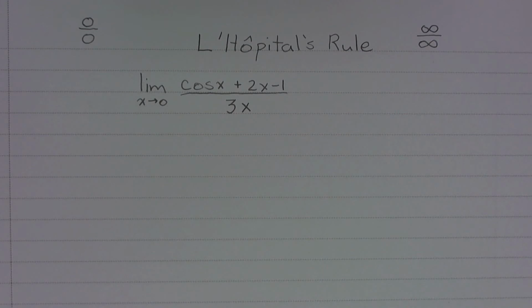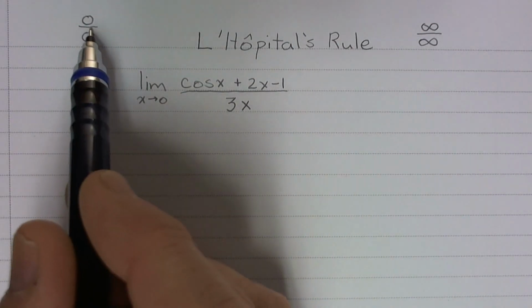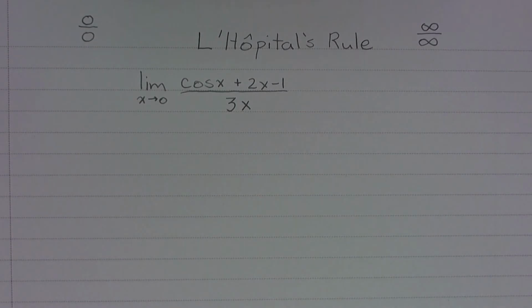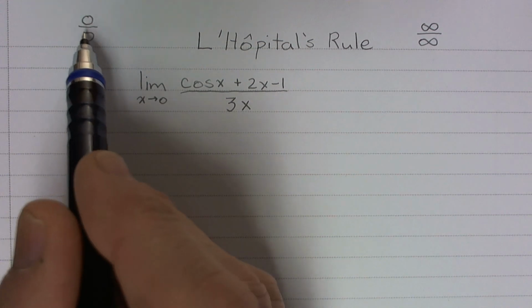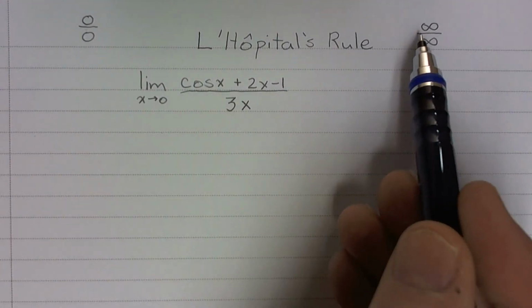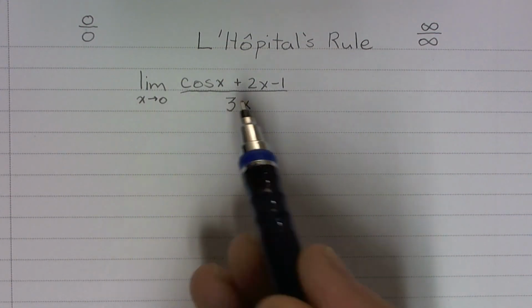So what I want to do now is look at a couple of examples of how to use L'Hopital's rule when we're dealing with an indeterminate case of 0 over 0 or infinity over infinity. So I've got two examples here. I want to address this first one, 0 over 0. Now, remember, L'Hopital's rule deals with situations where we have cases like this. In other words, here's an example of 0 over 0.